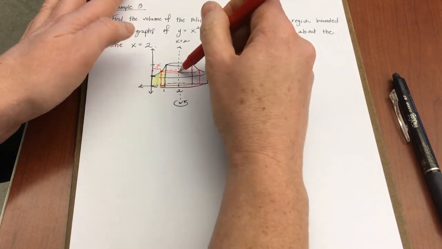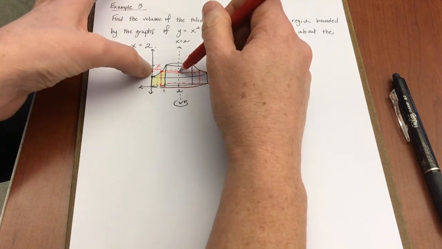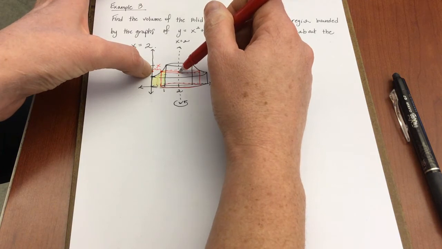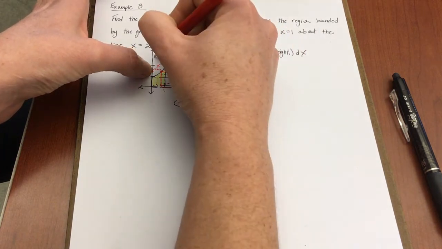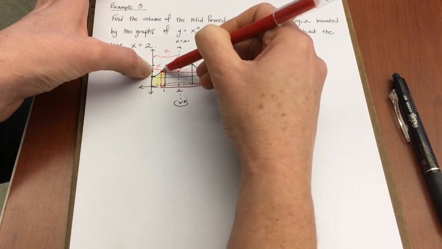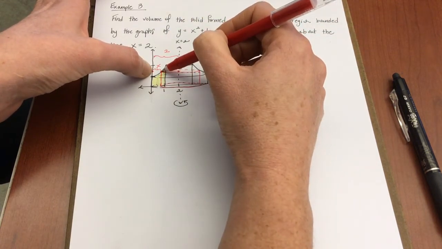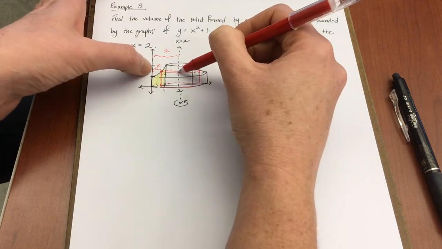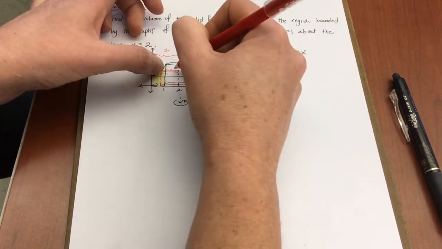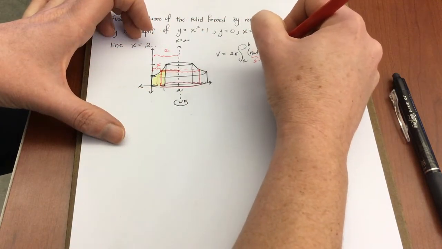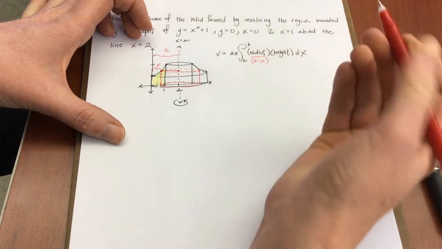So a couple questions. What's the distance from my axis of revolution all the way to the y-axis? The answer is 2. So this whole distance from here to here is 2. What's this distance? Say x. It's x. So what's this distance? Well, it would be 2, take away x. So my radius here is actually 2 minus x. I hope that makes sense.